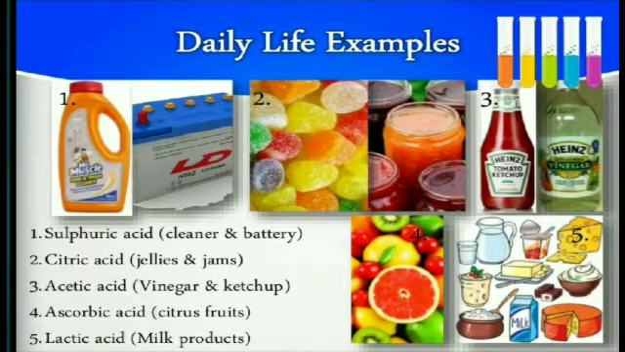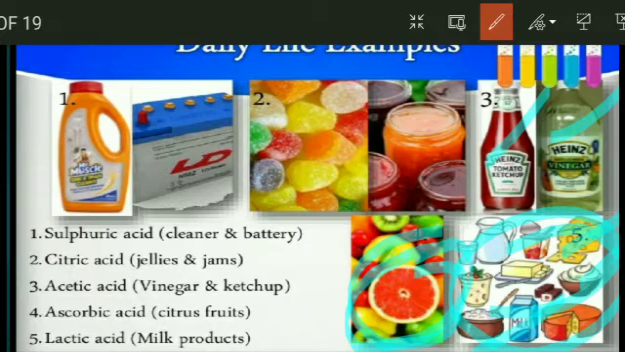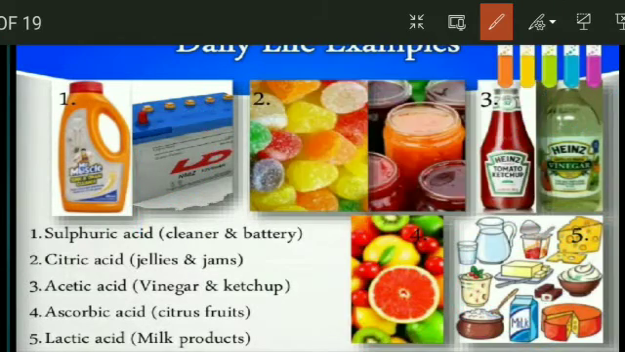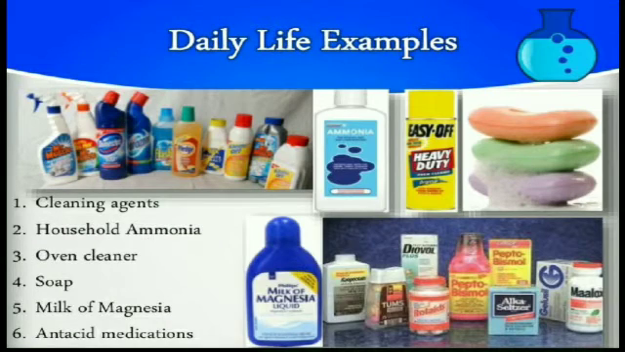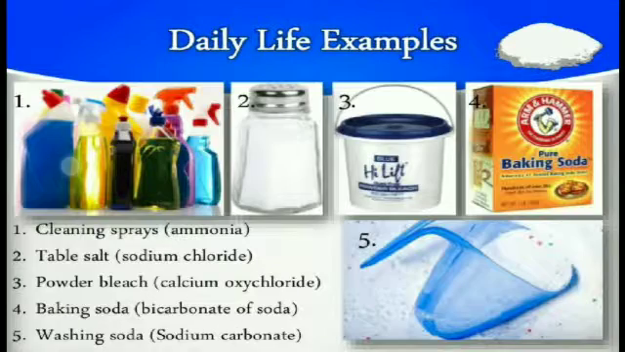And these are acids. What we are seeing here: the tomato ketchup we use, the vinegar we use, the milk, cheese, butter, all these are examples of what we take in. And the fruits, generally the citrus fruits, and battery acid, all these are examples of acidic substances. And generally cleaners are examples of bases. And these are examples of acids.